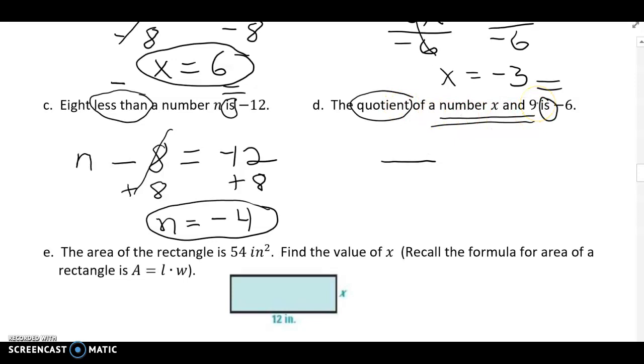The order in which you read it in a problem like this is how you're going to write it with respect to the fraction bar. Since we see a number x first, that's going to go on top. 9 is second, so that's going to go in the denominator. So x is in the numerator, 9 is in the denominator, because of the order in which we read. Equals -6.